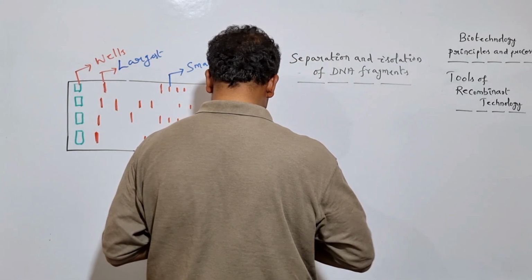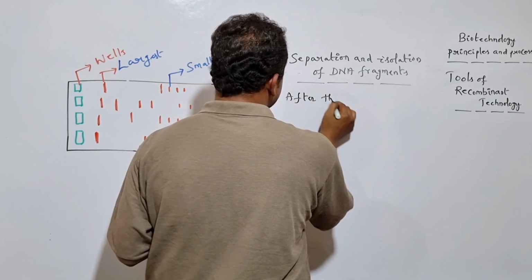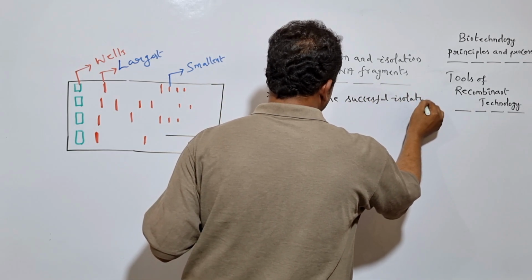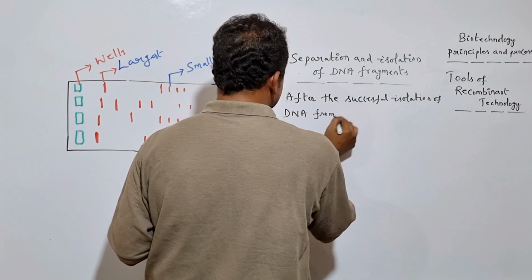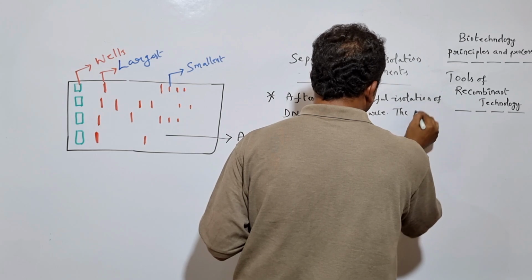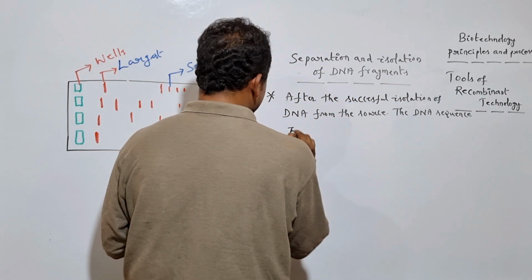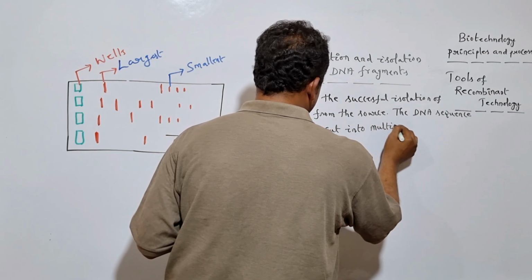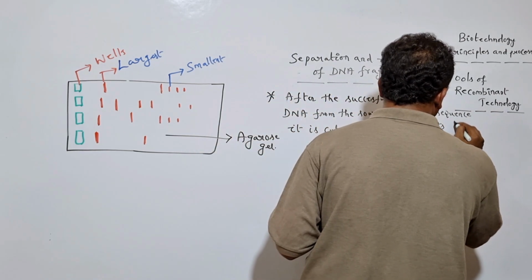After the successful isolation of DNA from the source, the DNA sequence is cut into multiple fragments by the means of restriction enzymes.